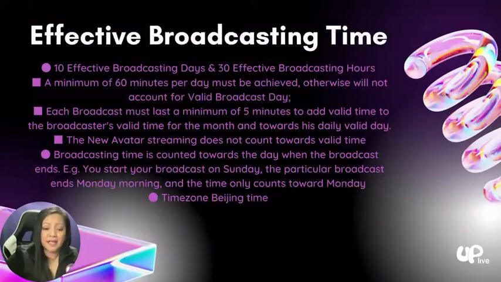Effective broadcasting time: 10 effective broadcasting days and 30 effective broadcasting hours. A minimum of 60 minutes per day must be achieved, otherwise we will not count it as a valid broadcast day. Each broadcast must last a minimum of 5 minutes to add valid time to the broadcaster's valid time for the month and towards the daily valid day.